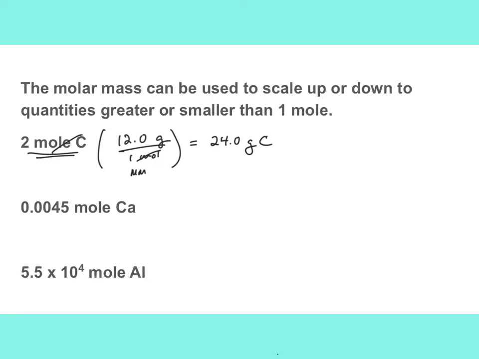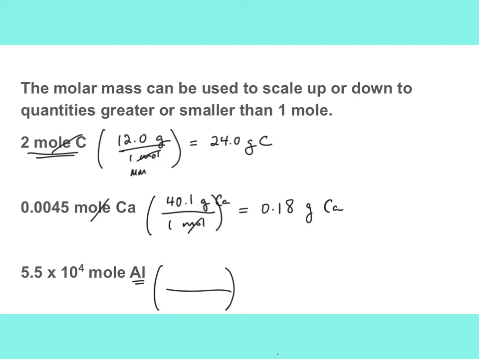In the second example, we're using calcium. Looking on the periodic table, you can see that the molar mass of calcium is 40.1 grams per mole. The work here results in 0.18 grams of calcium. In our last example, we're talking about aluminum. According to the periodic table, aluminum has a molar mass of 27.0 grams of aluminum for every 1 mole. Moles will cancel.